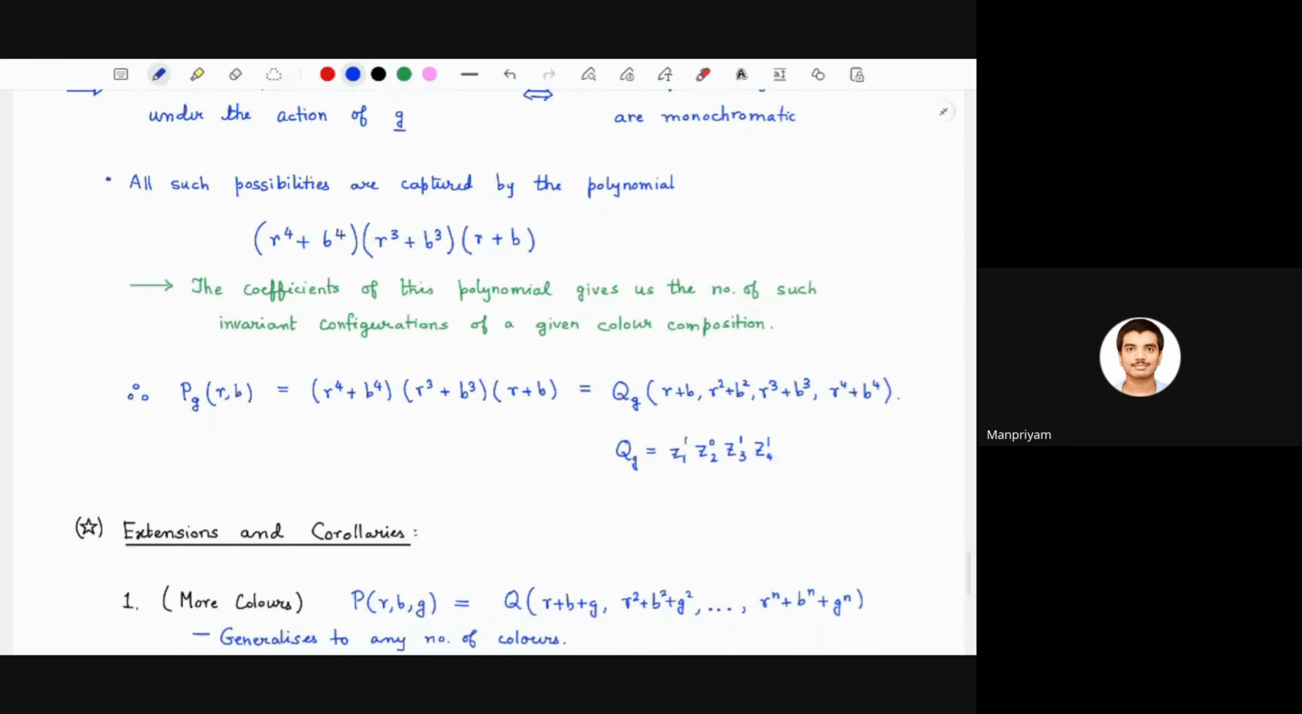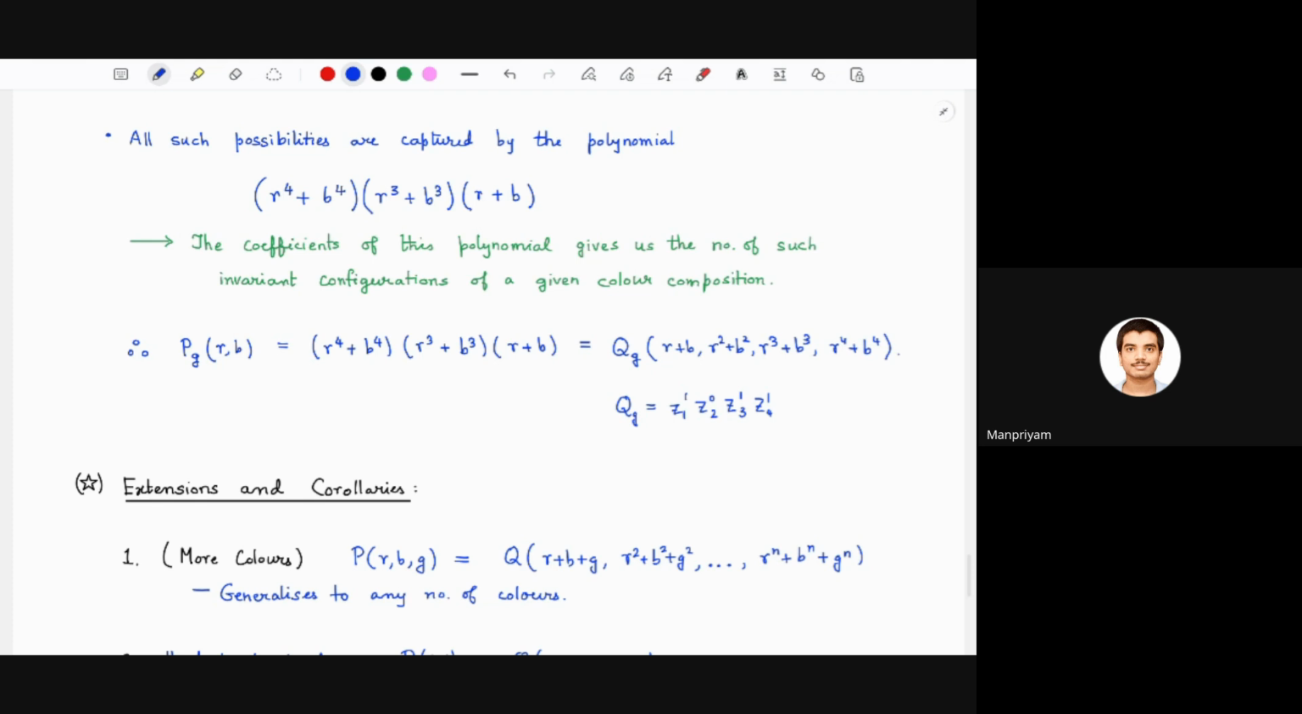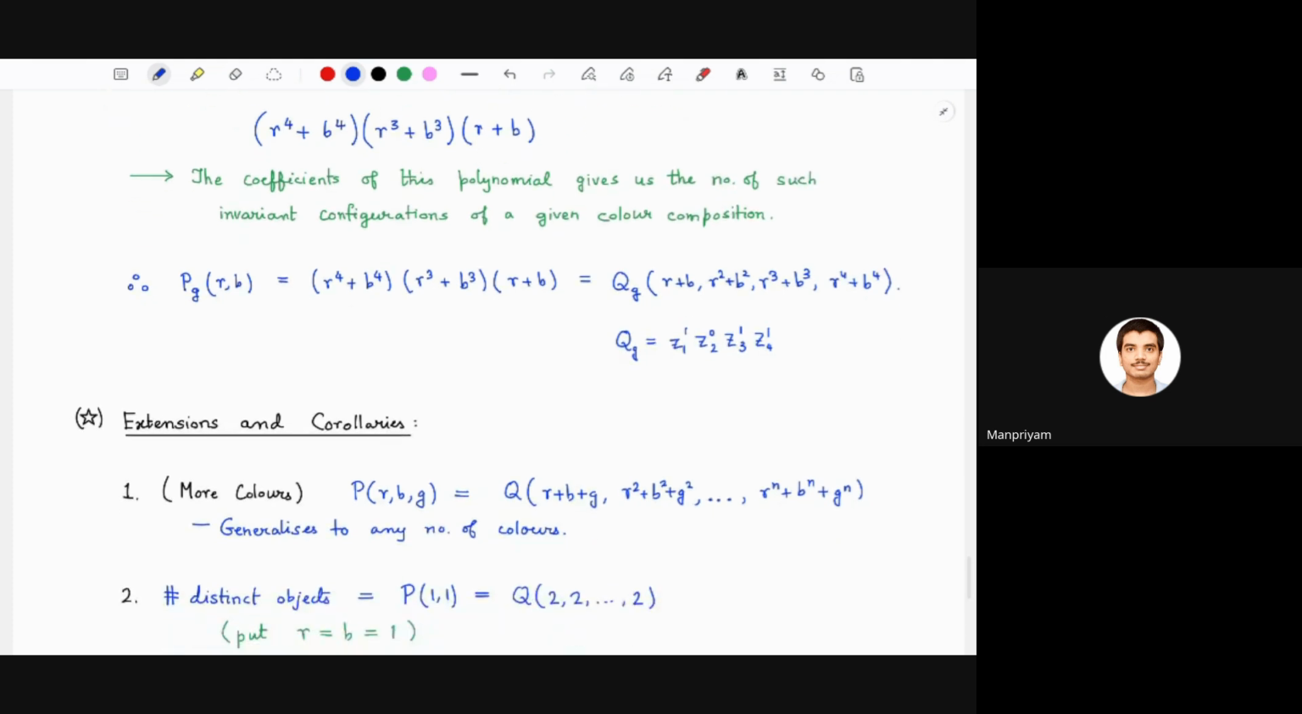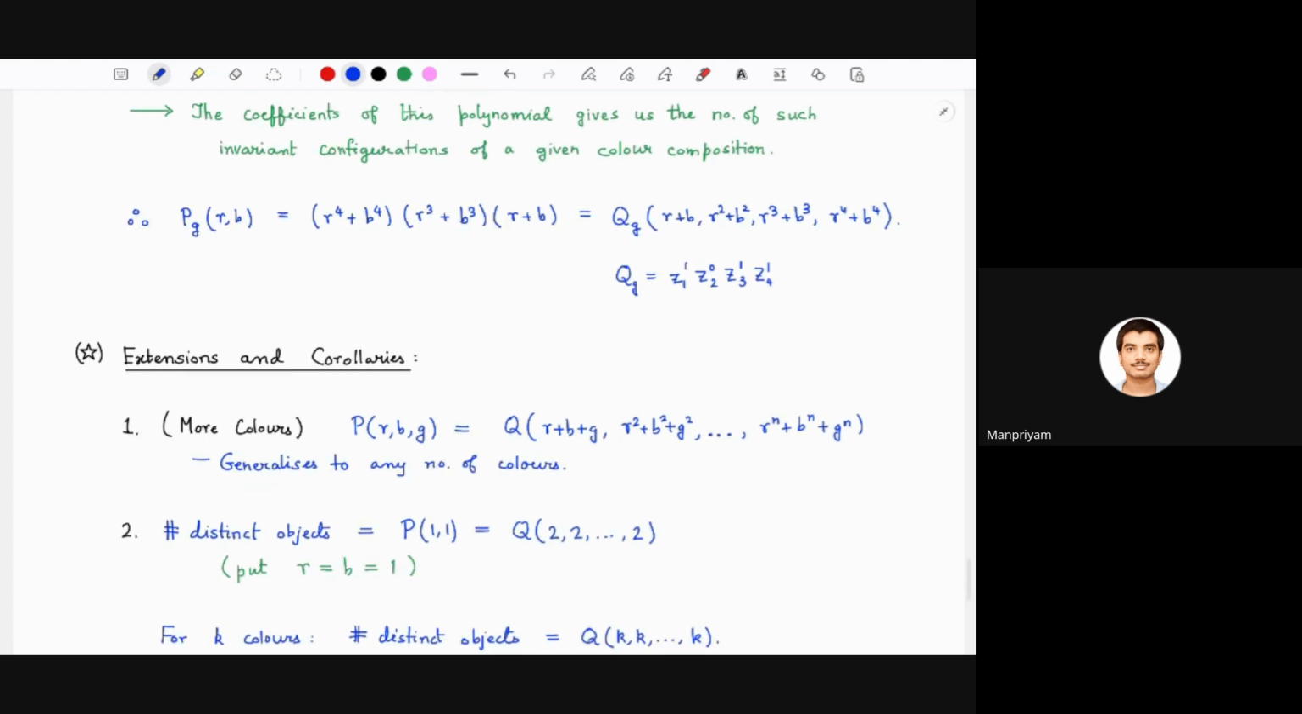So there's of course nothing special about 2 colors. You can do the same with 3 or more colors. In that case, all you would have to do is plug in R plus B plus G, R squared plus B squared plus G squared, and so on, into each of these things, Z1, Z2, and so on. And this generalizes to any number of colors.